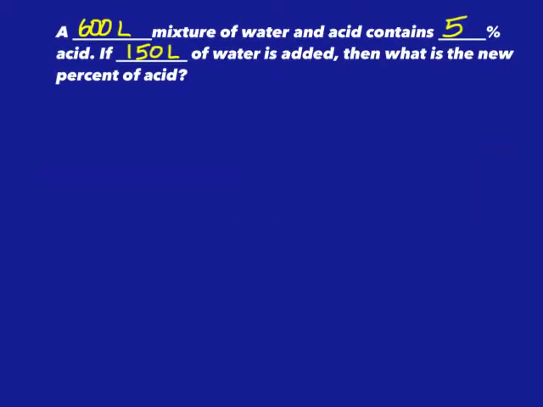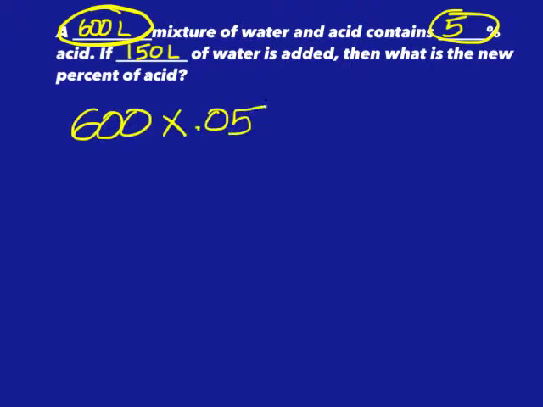Example number 1. A 600 liter mixture of water and acid contains 5% acid. If 150 liters of water is added, then what is the new percent of acid? You are starting with 600 liters. To find out how much acid you have in terms of liters, you multiply the total amount, 600 liters, by the percent of acid, which is 0.05. And when you do that, you should come up with 30. That represents 30 liters of acid.